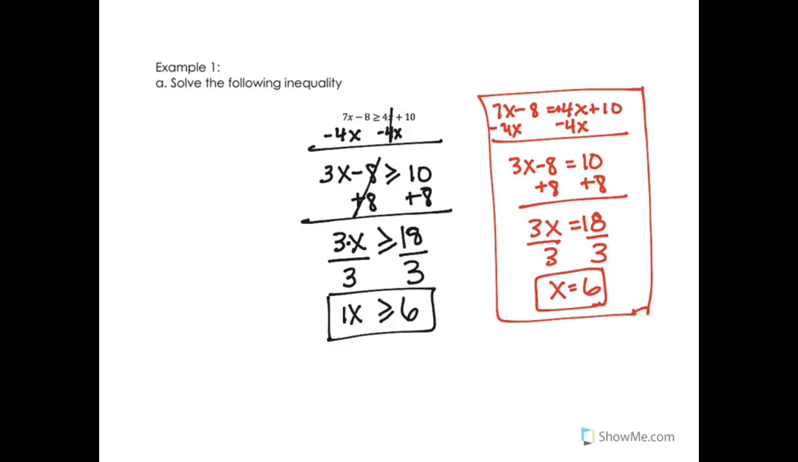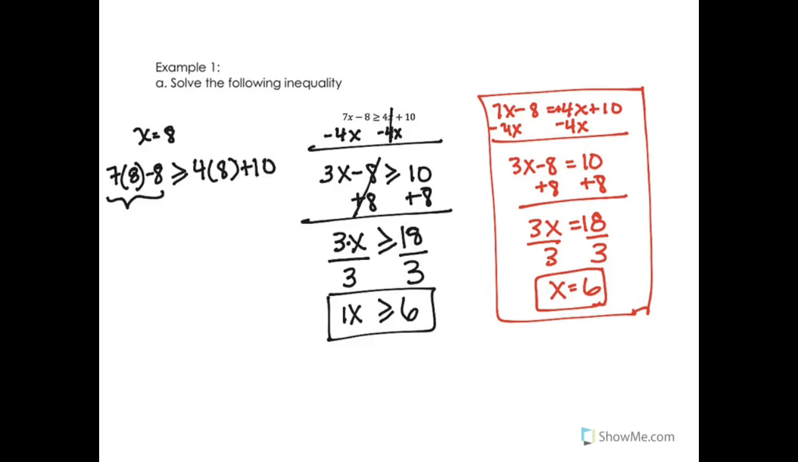If x is greater than or equal to 6, again, it means I can pick any number that is either equal to 6 or greater than 6, and it would work for my inequality. So I'm going to pick the number 8. And I'm going to plug it into both sides of my inequality. So I have 7 parentheses 8 minus 8. And I'm saying that if x is equal to 8, this is going to give me something greater than or equal to 4 times 8 plus 10. And we're going to check if that's true.